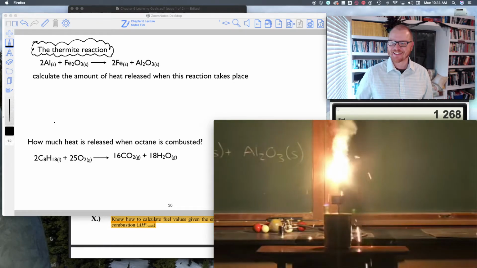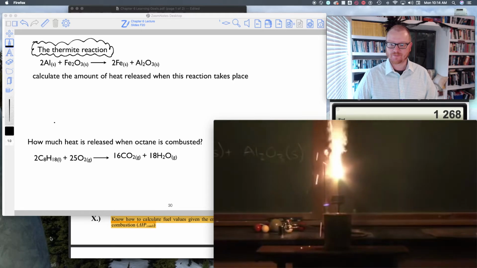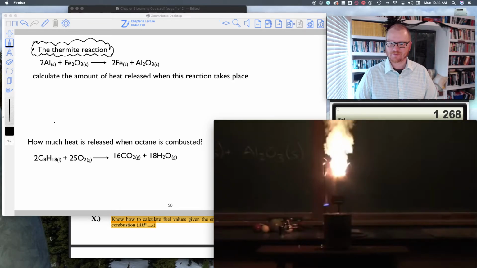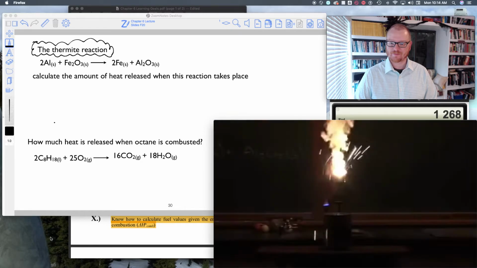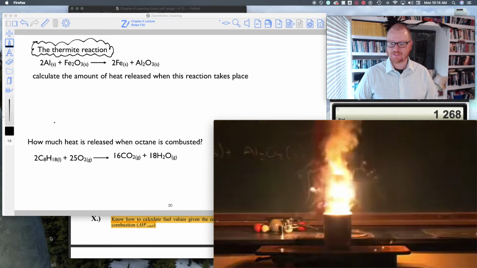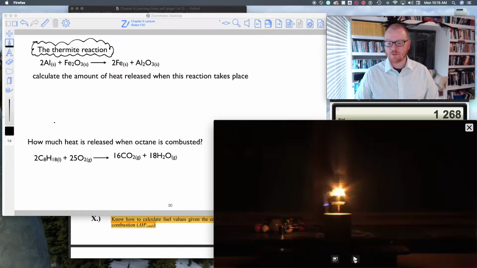More than just the sparks. So this is just the sparkler happening right here. Okay, there's the thermite reaction. That's molten iron that's dripping out of the bottom there. That's liquid iron. So I'm going to pause that for a minute.